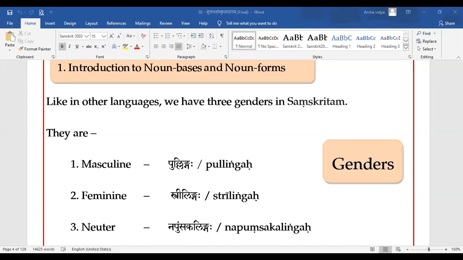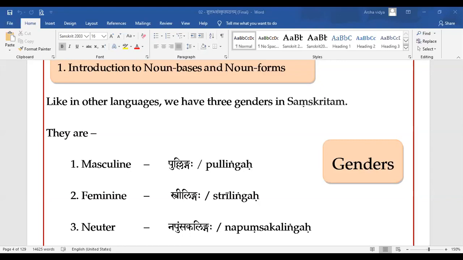What is the gender of the word nose? In English, I'm asking, not in Saṃskṛtam. Neuter gender. Somebody said feminine, that's what I'm asking. It's not feminine, it is neuter in English, right?